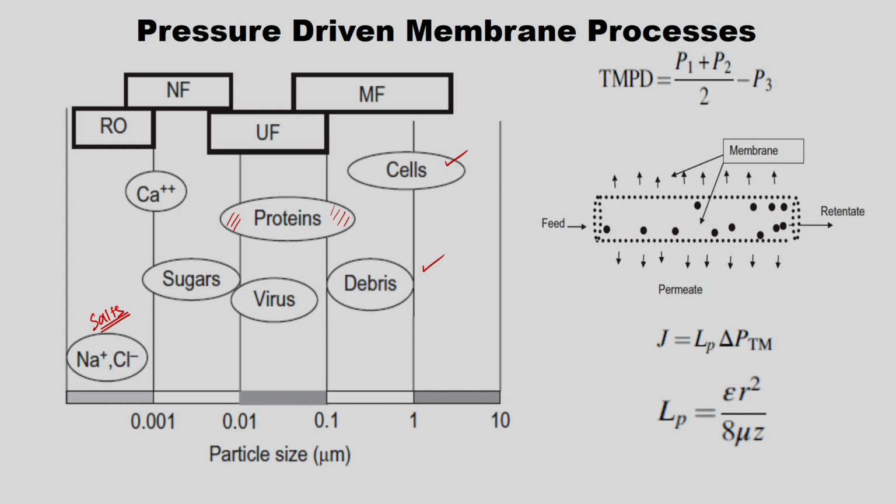Okay, so microfiltration comes at 0.1 to 10 micrometer, ultrafiltration 0.01 to 0.1, nanofiltration 0.001 to 0.01 micrometer, then less than 0.001 micrometer is nothing but your reverse osmosis.